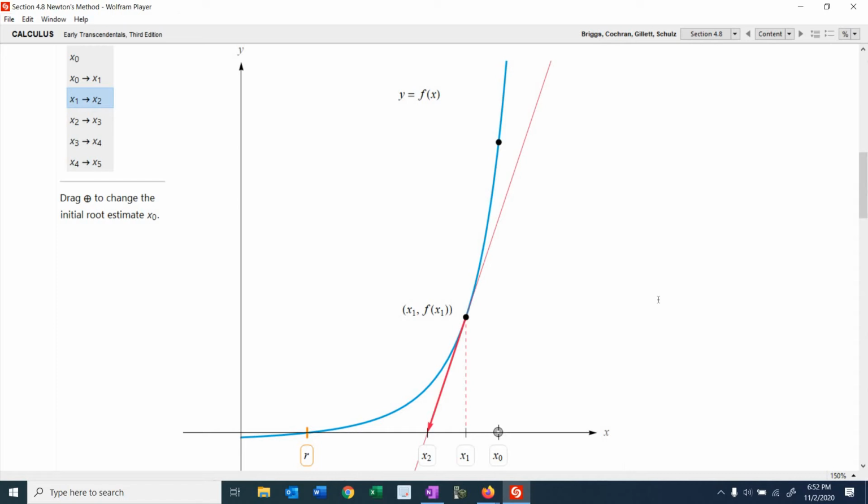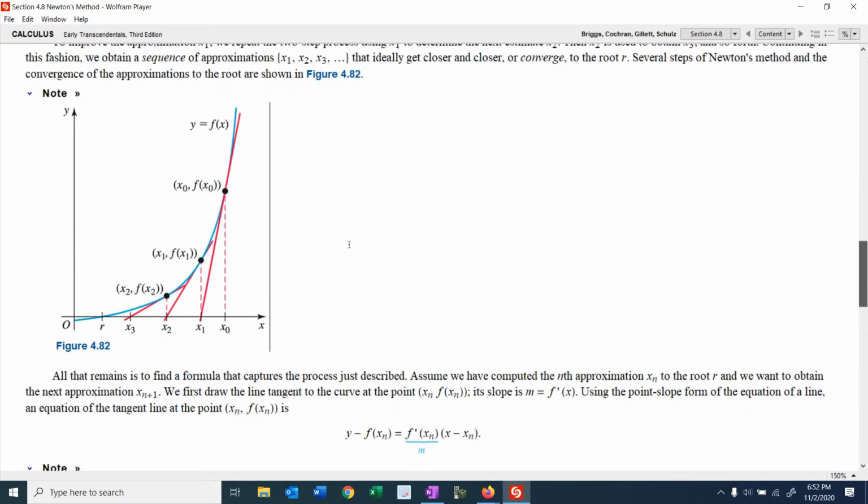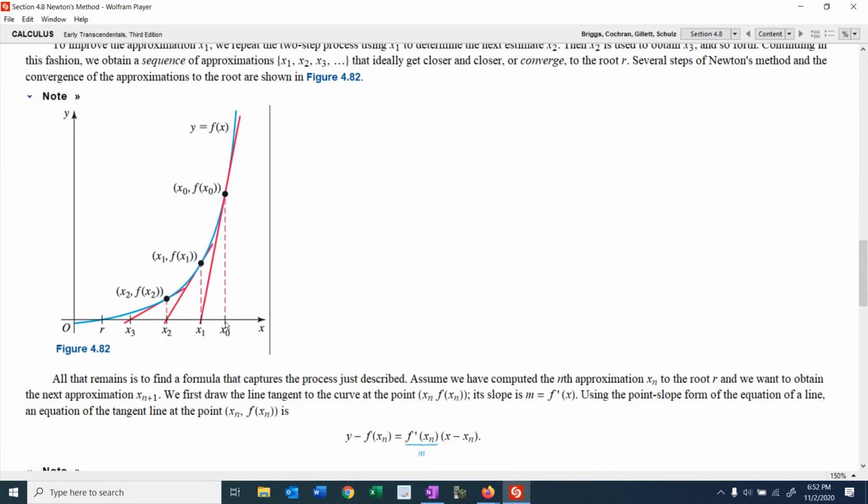Okay, so there's actually a formula that we use when we use Newton's method. I want to show you where that formula comes from. Let's take our initial guess, x sub 0. We plug that into the function to get this ordered pair here, x sub 0, f of x sub 0, and we draw the tangent line at this point. What we're going to do is find the equation of that tangent line first.